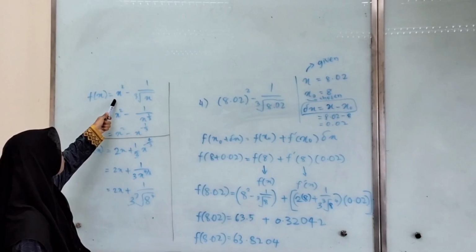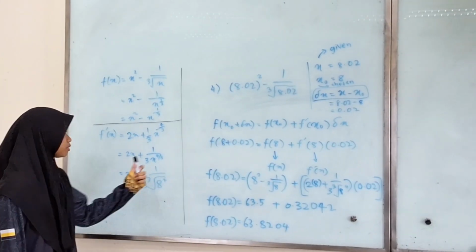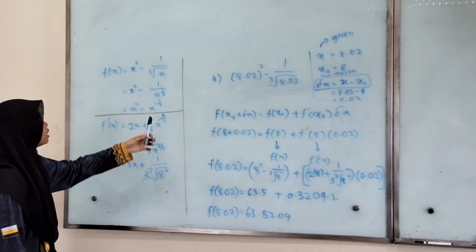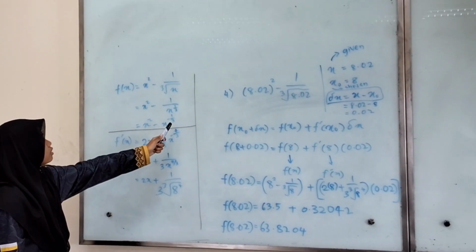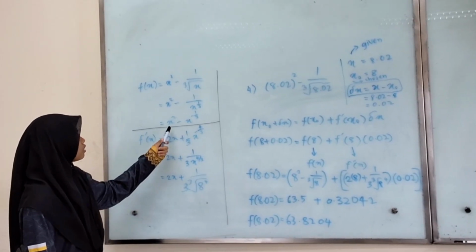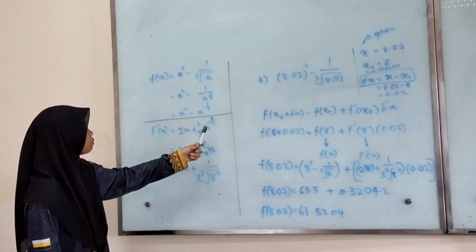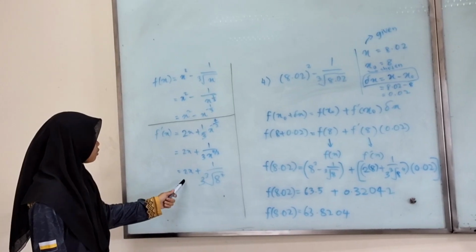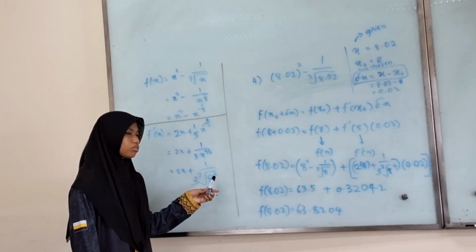When we write it back, it will become x squared minus 1 over cube root x. To make it easier for the next part, cube root x will become x to the power of 1 over 3, and bring it up here, and it will become x to the power of negative 1 over 3. Then we differentiate this equation. x squared differentiates to 2x, and x to the power of negative 1 over 3 differentiates to negative 1 over 3 x to the power of negative 4 over 3. We simplify it until it becomes 2x plus 1 over 3 times the cube root of x to the power of 4.